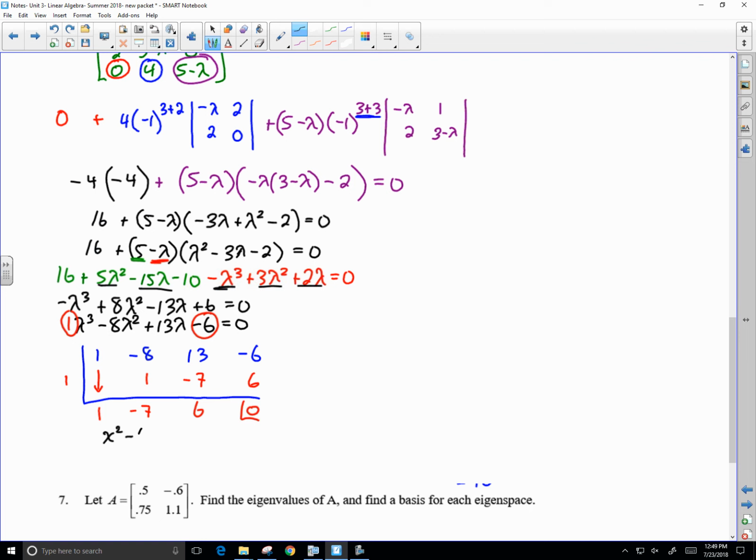x squared minus 6x, oh, sorry, lambda squared. I just put myself firmly in pre-calc mode. I get fired up over this.